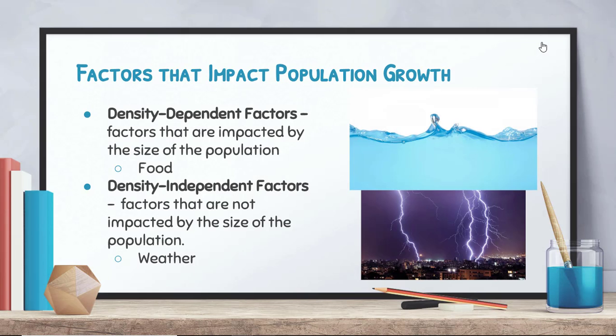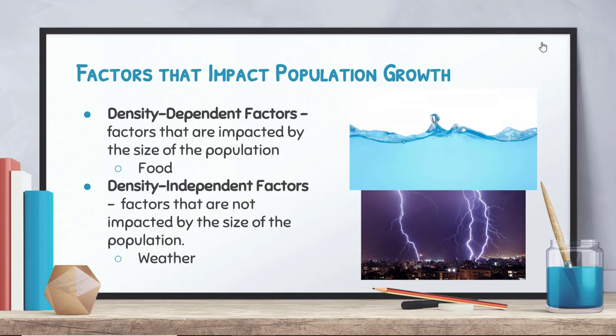What are some factors that impact population growth? Well, one thing we're going to take a look at is density-dependent factors. That is, factors that are impacted by the size of the population. So an example of that might be food, or water, or shelter. The more organisms that are in a given area, the less likely you are to be able to find food, water, and shelter. If there are fewer organisms, there will be more food available, so you'll be more likely to survive.